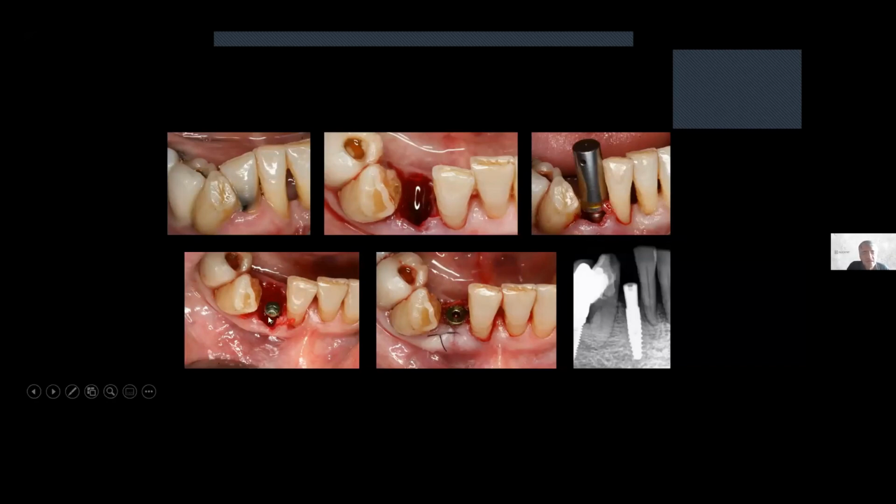Everything was okay. We placed the implant. We made only a suture and it's done. It was much more complicated to do the restoration than to place the implant because there was no space for the abutment. You can see also here a very high healing abutment.